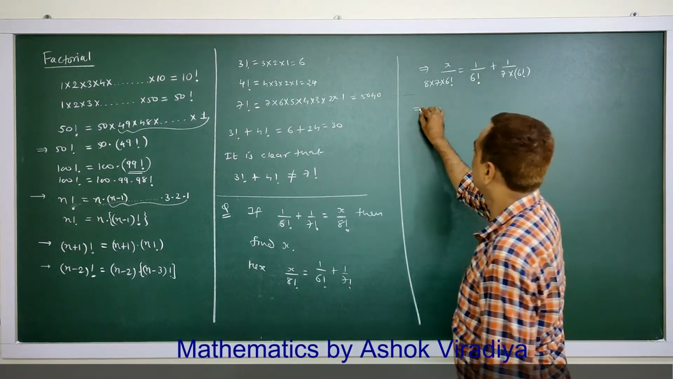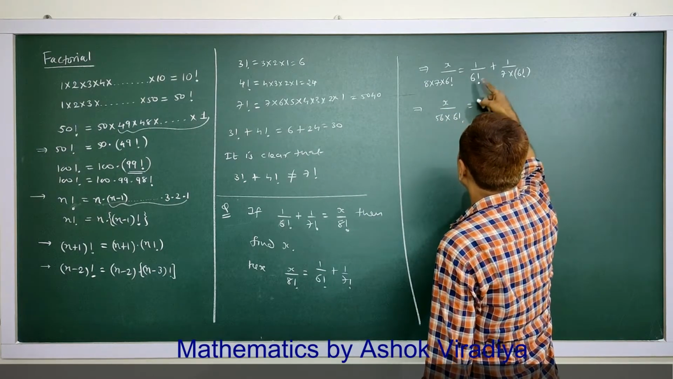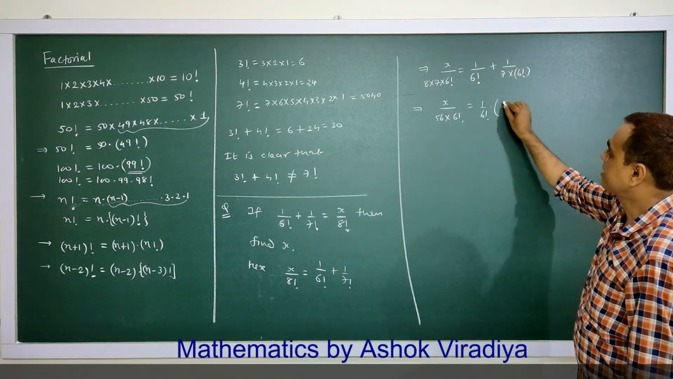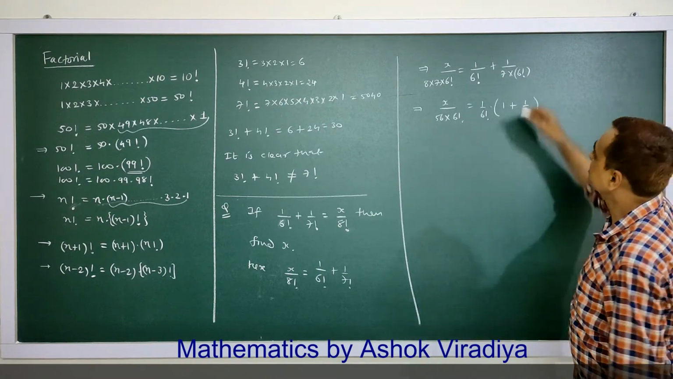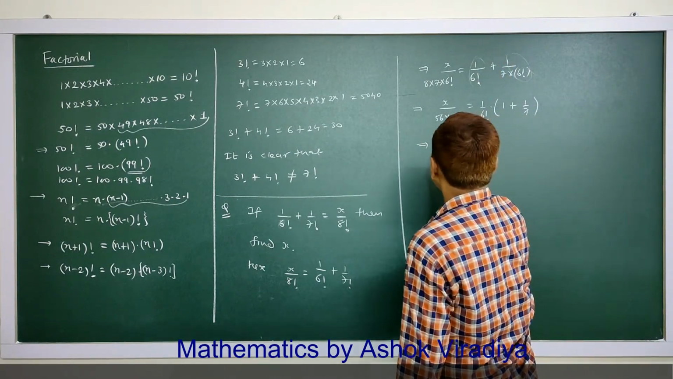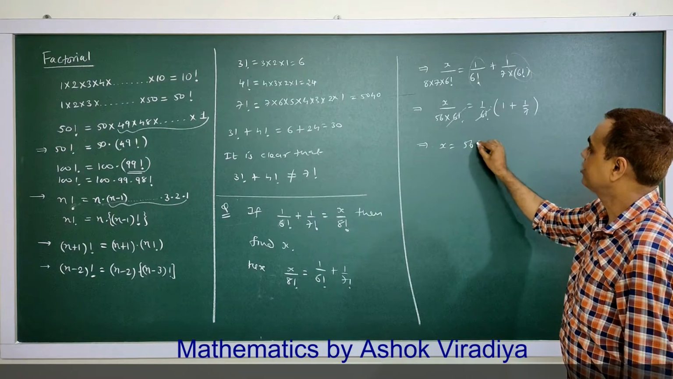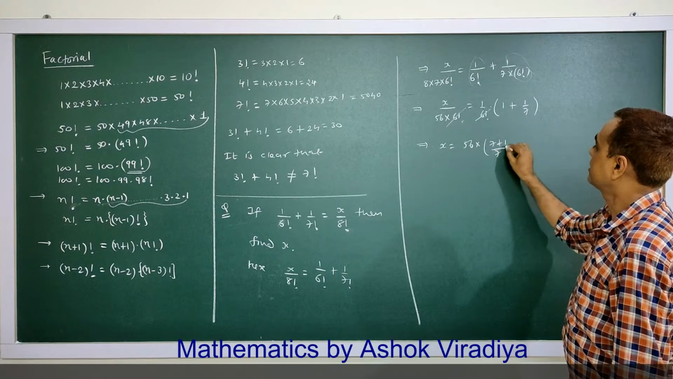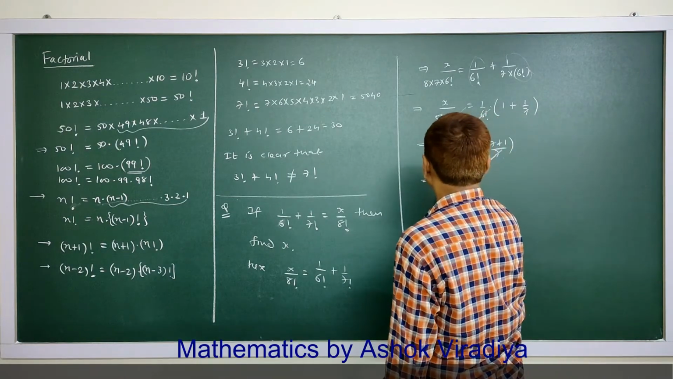So that is x upon, this is 56 into 6 factorial, equal to, now here 1 upon 6 factorial is common. 1 upon 6 factorial common, put here 1 plus 1 by 7. This is common. So that is x equal to, so this will be cancelled. 56 into, taking here LCM, 7 plus 1 upon 7. 7 into 8, 56. So x is 64.